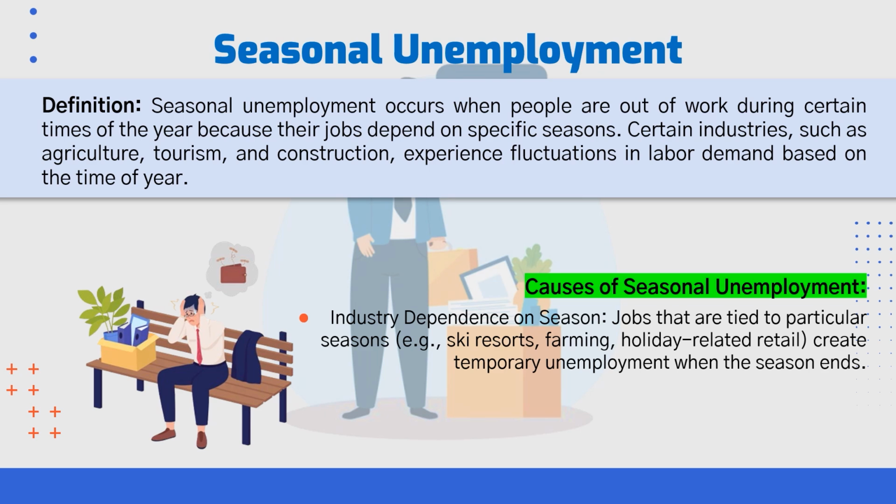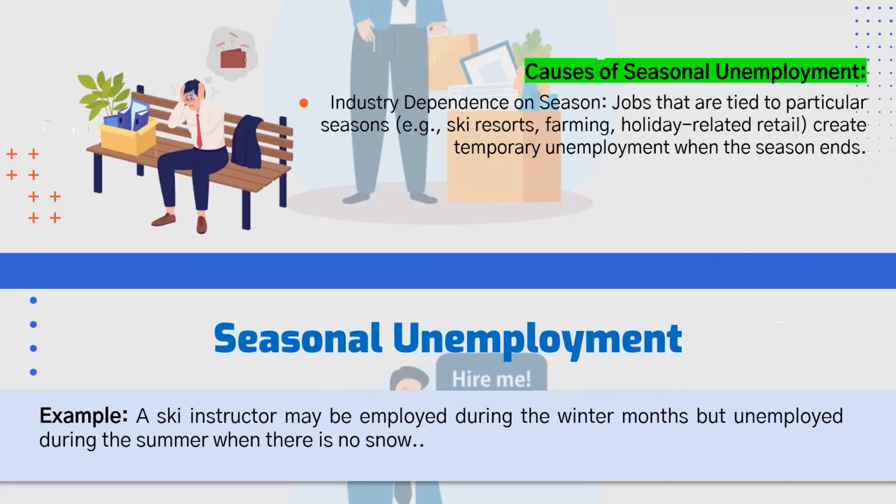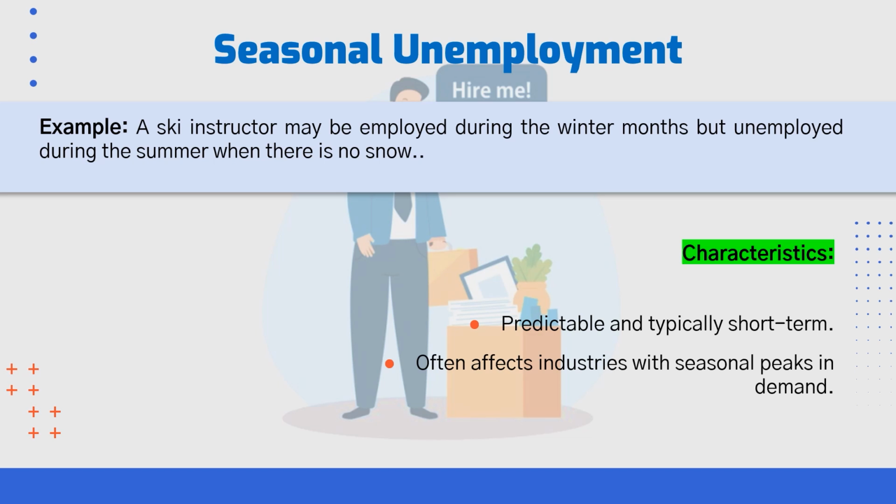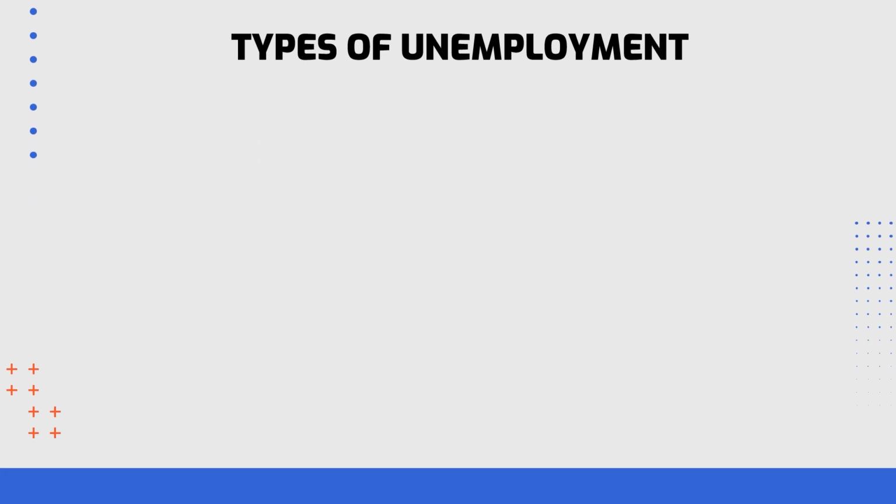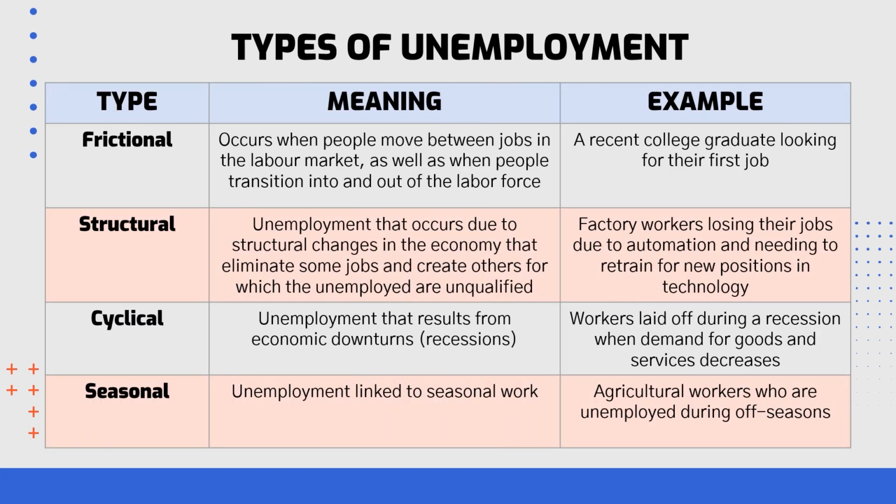Typically, seasonal unemployment does not pose significant and serious challenges to the economy because it's predictable and usually short-term. Now you can see the summary of the key differences between these four types of unemployment, with an example contributing to each of these definitions.